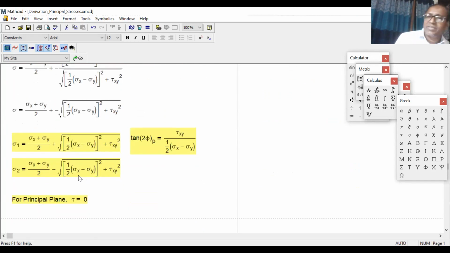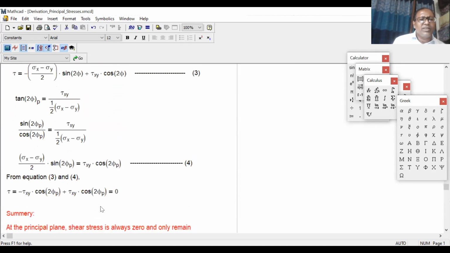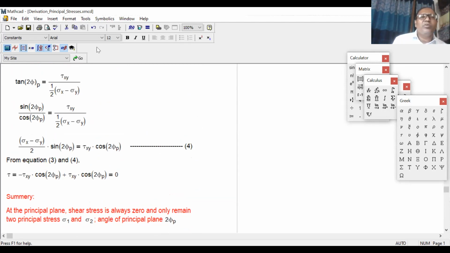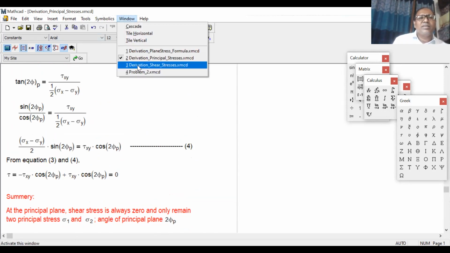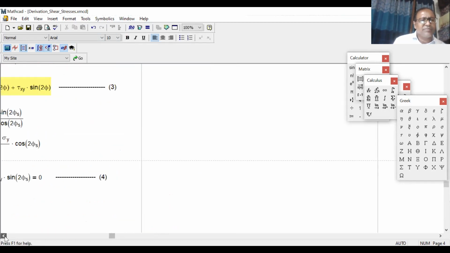And sometimes we put the condition: derive the principal stress formula, sigma 1, sigma 2, from the following equation. Similarly, we put those conditions in the shear stress formula and we get shear stress 0. So this is one condition. Next condition: how we know the angle of shear stress. That equation is right over here.